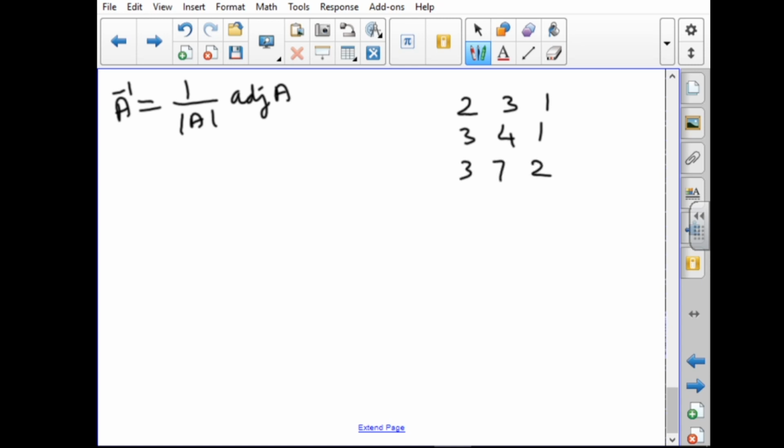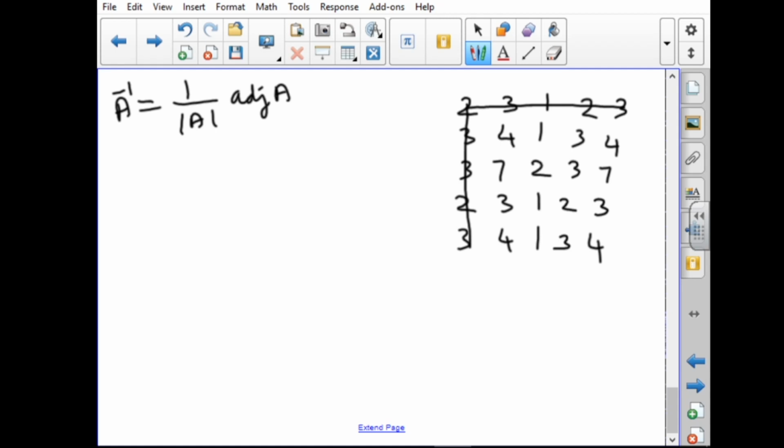Repeat the first two rows: 2, 3, 1, 3, 4, 1. Repeat the first two columns: 2, 3, 3, 2, 3. Then 3, 4, 7, 3, 4. Now cancel the first column and the first row, as we did in the previous sum. Same way.